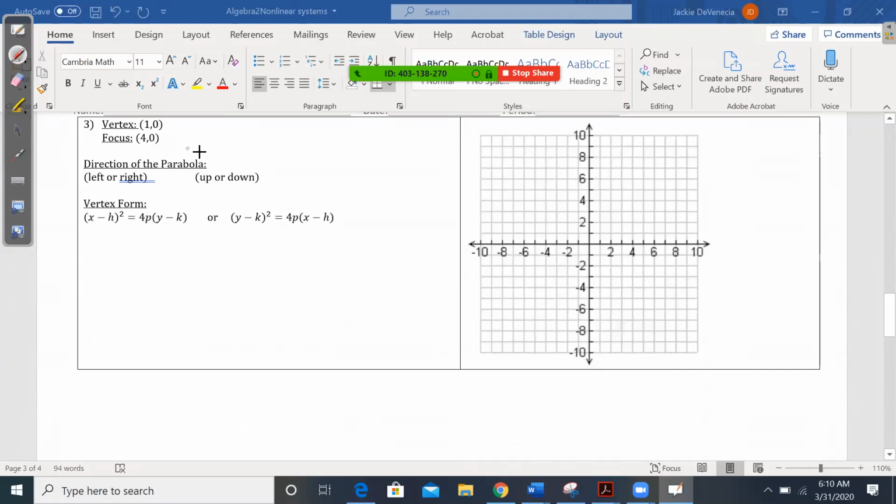It looks different. Our vertex now, it's not the origin, it's (1, 0). And we have our focus at (4, 0). I think this is one of the problems I assigned yesterday. So my vertex is (1, 0), so it's right over here. And then my focus point is going to be (4, 0).